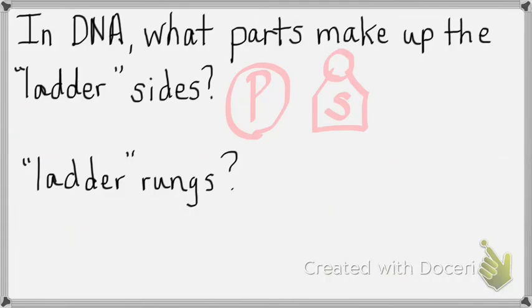Okay, what are rungs of a ladder? Rungs? Rungs are steps. Okay, maybe you don't know that word. So the steps of the ladder. How about that? What molecules make up the steps of the DNA ladder? The A and the T, the C and the G. And what holds them together, the A and the T?